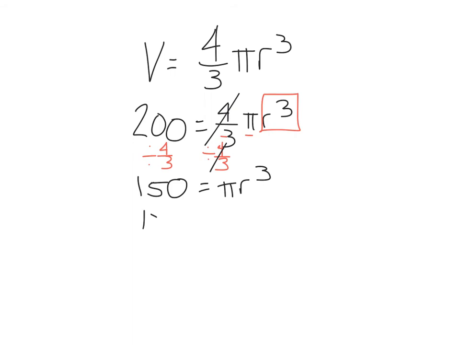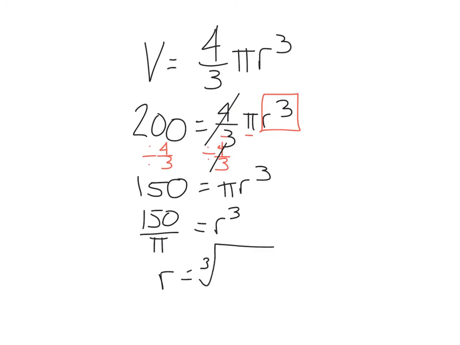Again, I have to divide by pi next, because timesing by pi comes after raising to the power of 3. And I have to do things in the opposite order to BODMAS. Now I've got r cubed equals 150 over pi. So the way I undo cubing, raising to the power of 3, is cube root.